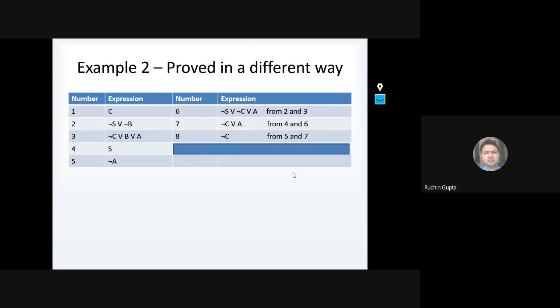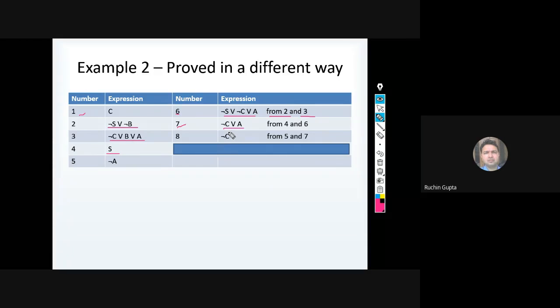From this 5 and 7, I am using 5 and 7, or you can use 1 and 7. So 7 is negation of C or A and 5 is negation of A. So negation of A and A will cancel out and I will get only negation of C.